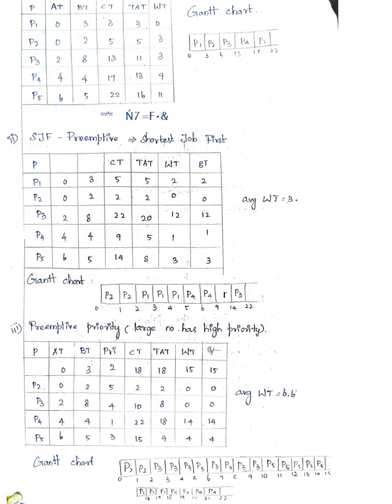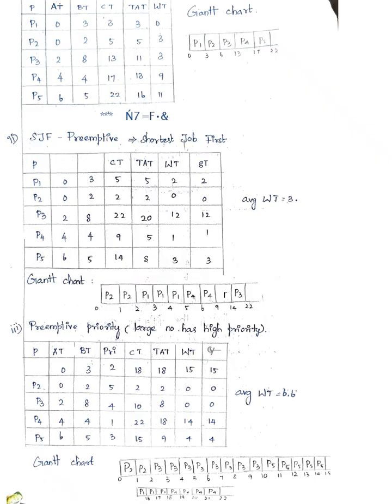If a process arrives at 4, we will have to check the priority. 4 is the higher priority, so again P3 will go to the process. P3 will run fully up to its burst time of 8.